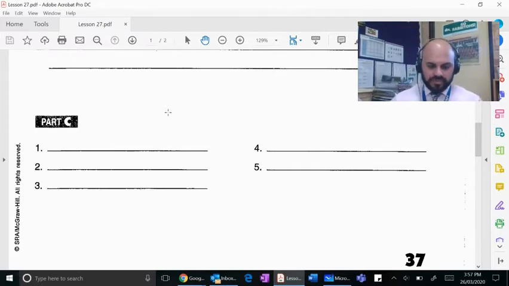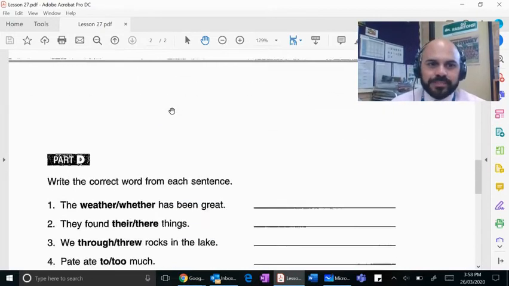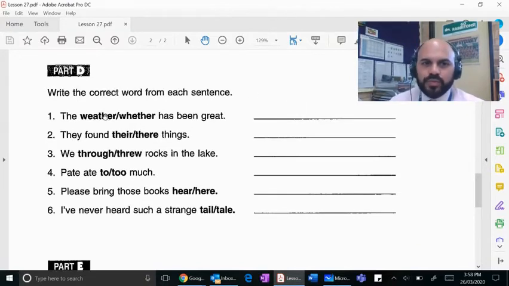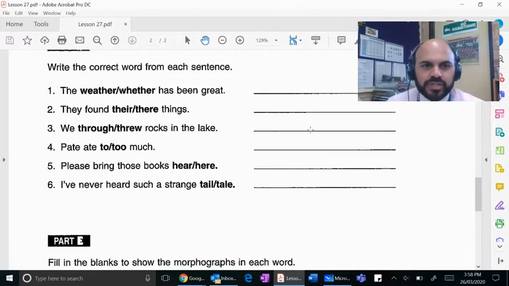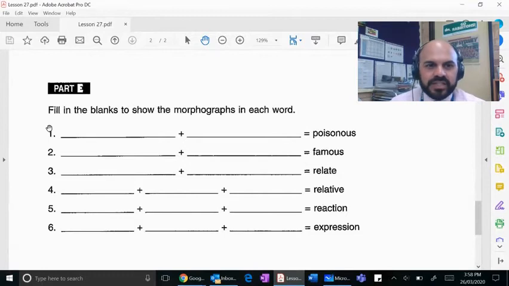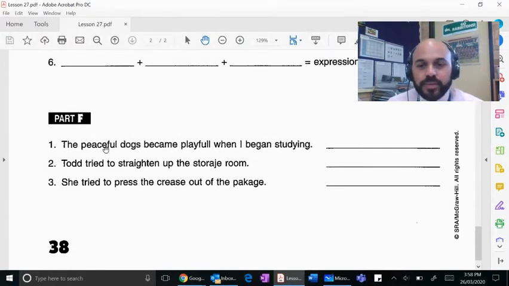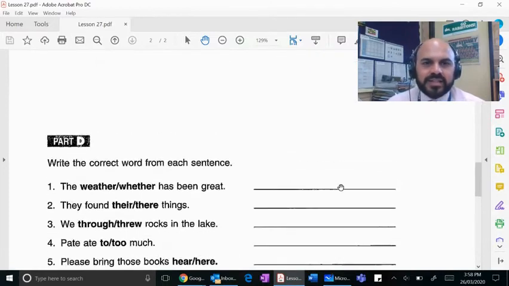Now, as I said, if I'm going really fast through these and you feel like you're falling behind, then just pause it. Okay, part D, we've got homonyms here, which are words that are spelled differently but pronounced the same and have different meanings. We need to write the correct word on each line. So read the sentence, work out which word should be there, and write it with the correct spelling on each line. Then down to part E, which is fill in the blanks to show the morphographs in each word. So we're breaking these longer words up into their separate morphographs, spelling them correctly. And then part F is where we are doing some sentence editing. We're finding the incorrectly spelt words in the sentence and writing them spelled correctly on each line. So that is lesson 27.